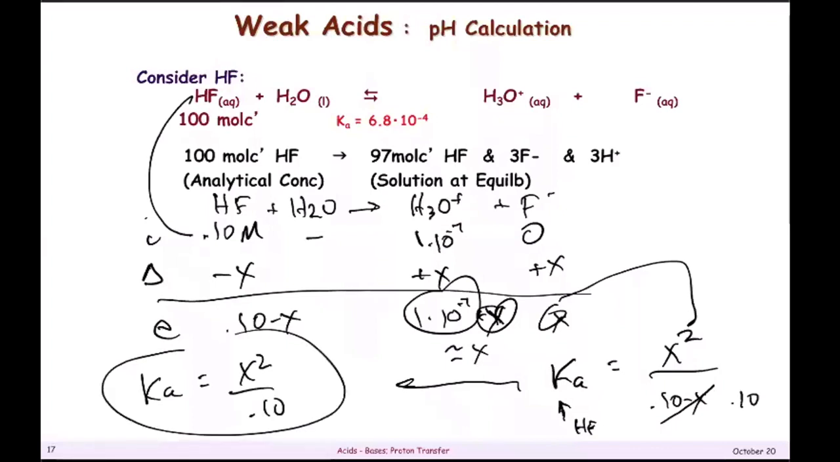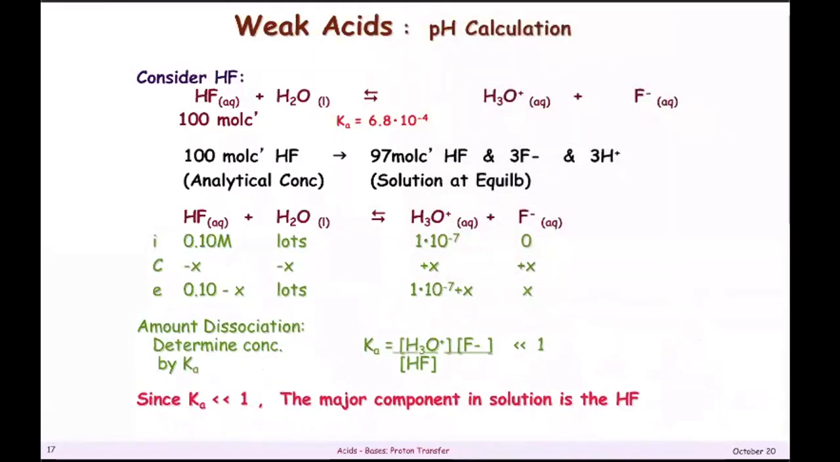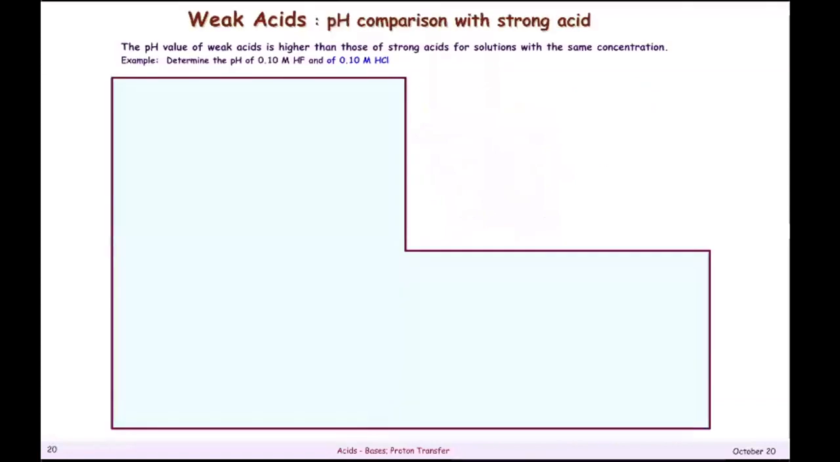And you guys know how to solve that. That doesn't involve a quadratic, okay? You can just multiply Ka by 0.1 and take the square root of that. And so that's what you see in here when I actually set this problem up for you, okay? So let's actually do a real example. Here I have two acids. One is hydrochloric acid, one is hydrofluoric acid. I tell you what the, maybe I don't, maybe I show it to you later on.